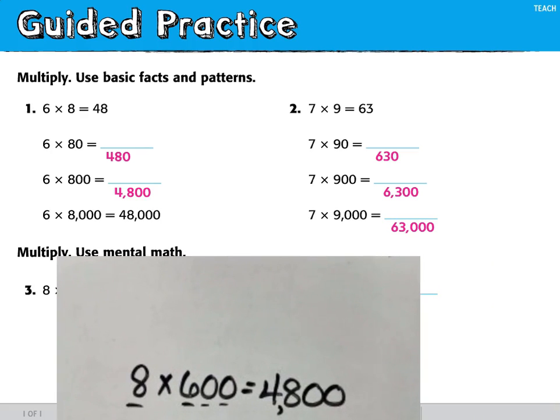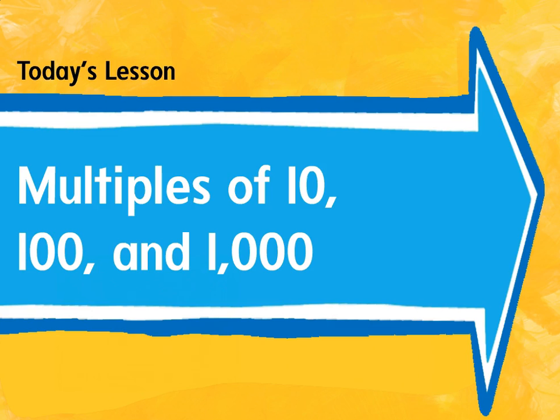Go ahead and try number 4. Again, pause the video if you haven't. Okay, go ahead and check your answer for number 4. Great job. In today's lesson, you learned how to multiply with multiples of 10, 100, and 1000. Remember, you multiply the basic fact first, and then you add the number of zeros that you need.